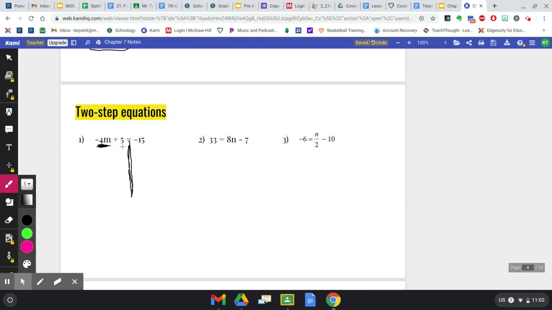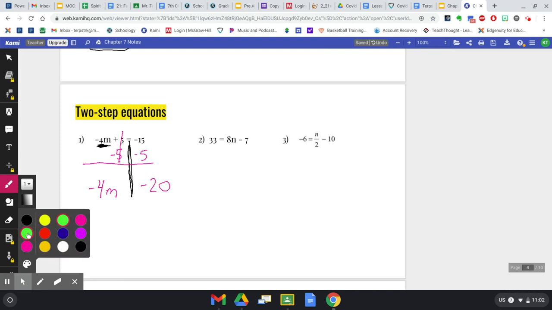So the first thing I want to do is get rid of or inverse this positive 5. So I'm going to do that by subtracting 5 from both sides. So 5 and negative 5 cancel. That leaves me with negative 4m. And over here that would be negative 20.